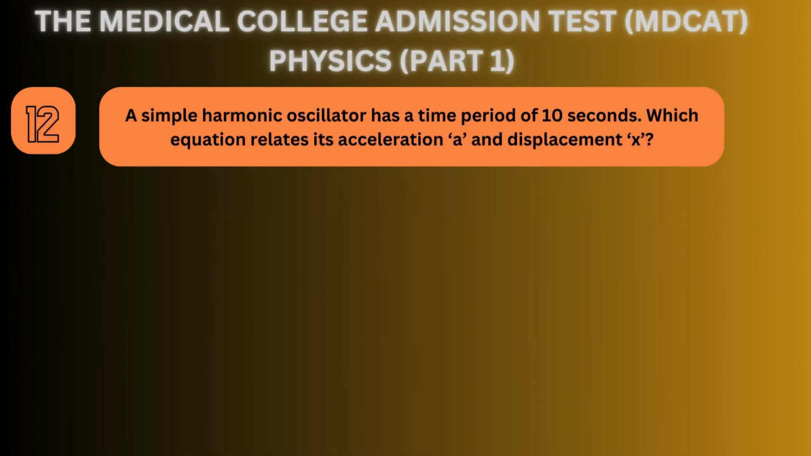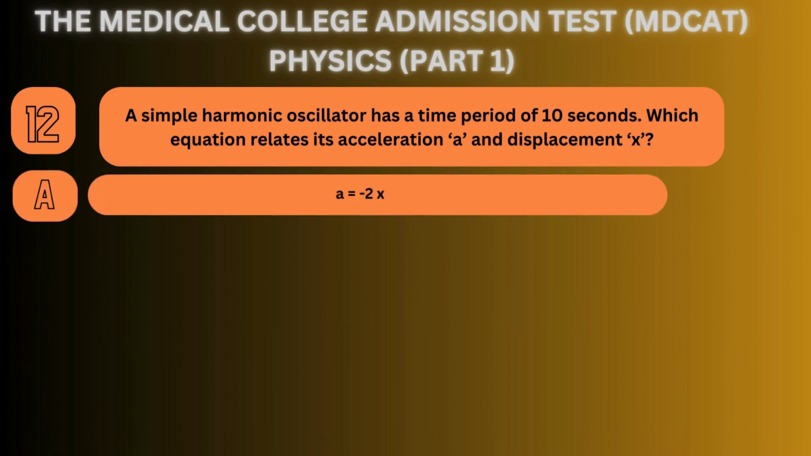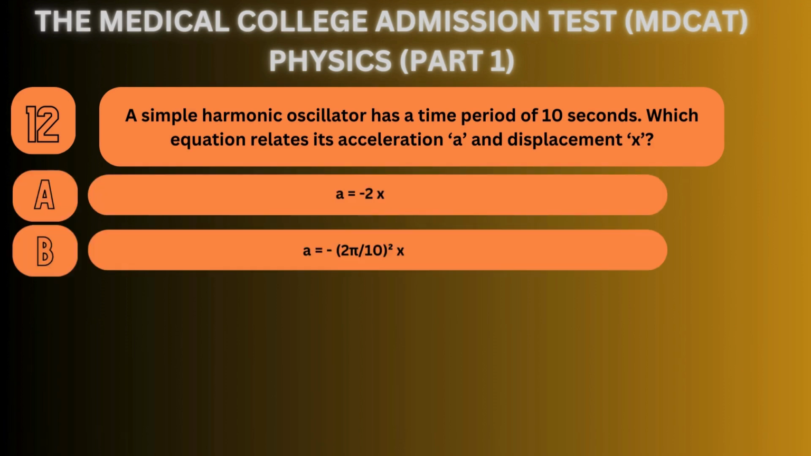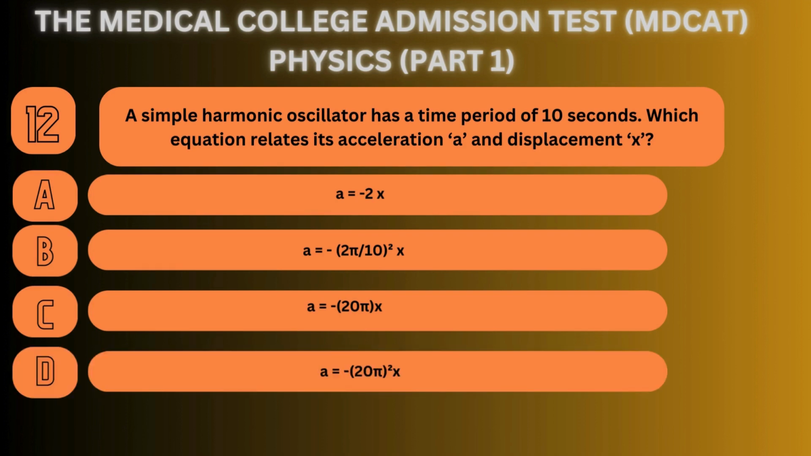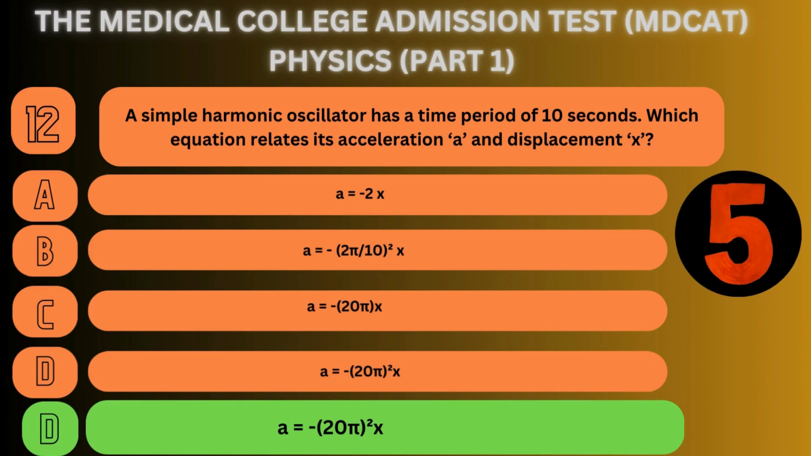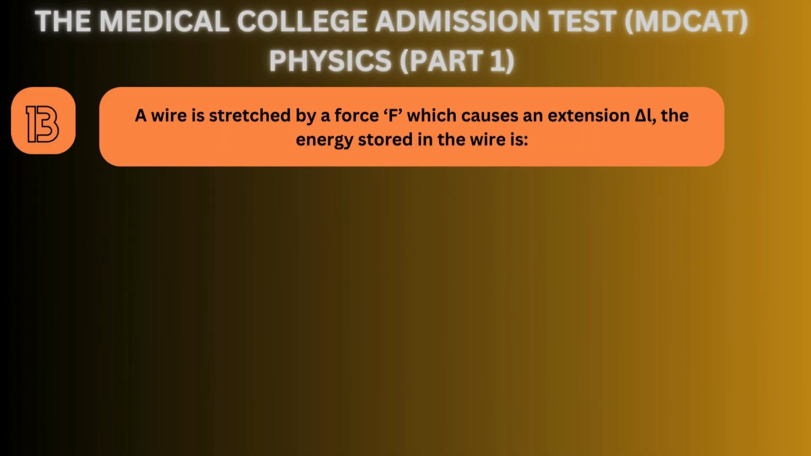Question number 12. A simple harmonic oscillator has a time period of 10 seconds. Which equation relates its acceleration a and displacement x? Option A, a equals minus 2x. Option B, a equals minus (2 pi / 10) squared x. Option C, a equals minus 20 pi x. Option D, a equals minus (20 pi) squared x. 5, 4, 3, 2, 1. Correct answer is D, a equals minus (20 pi) squared x.